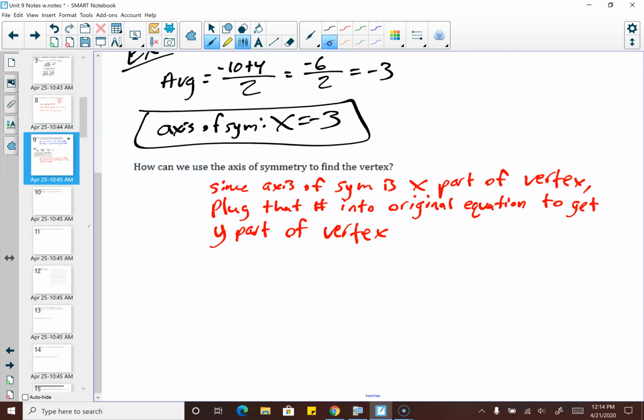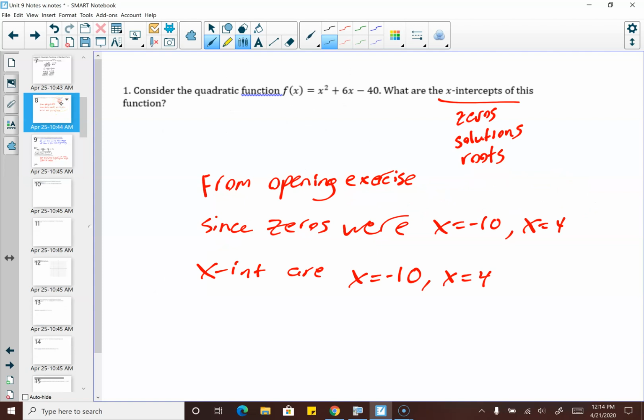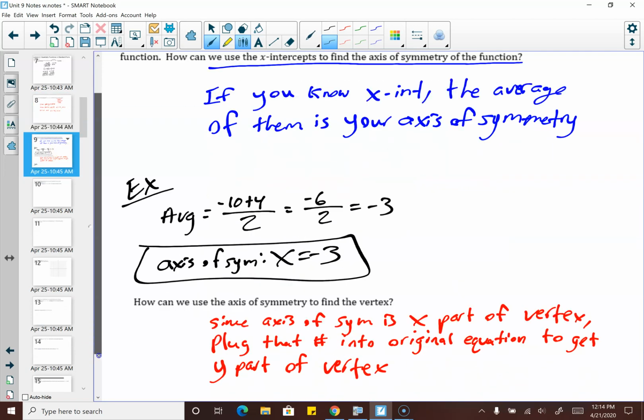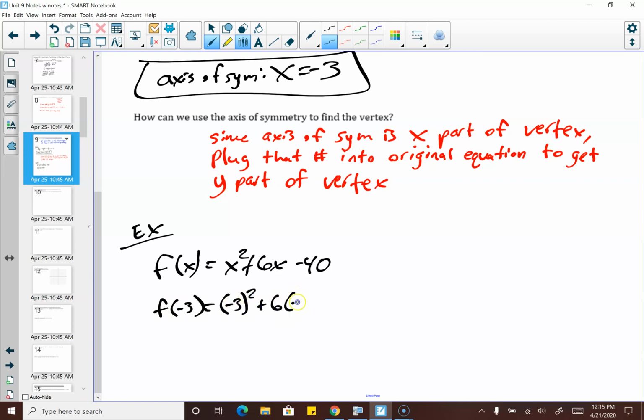Okay? And what I'm going to do now is continue our example from the previous one. So if we go back, f of x equals x squared plus 6x minus 40. And again, I chose that because it carries over from the previous one. So we know the axis of symmetry was negative 3. So what we're going to do is plug in a negative 3 for x, and let's see what our answer is.